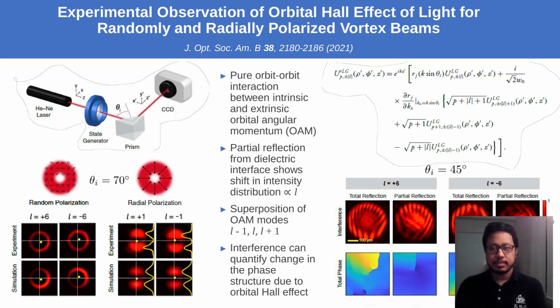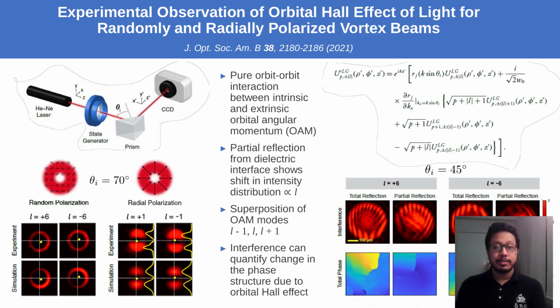Experimentally, we try to see this orbital Hall effect of light using randomly and radially polarized vortex beams, and we use these to eliminate the effects of spin polarization and study the effects of pure orbit-orbit interactions. In both cases, we observe a shift in the intensity distribution, which scales with the value of orbital angular momentum, L, and the intensity distribution shifts in opposite directions for plus and minus L. Also, we see that the shift increases with the angle of incidence.